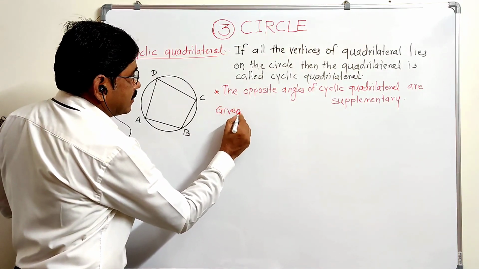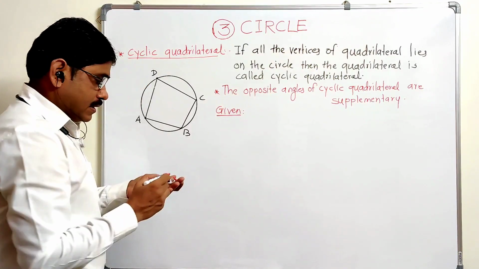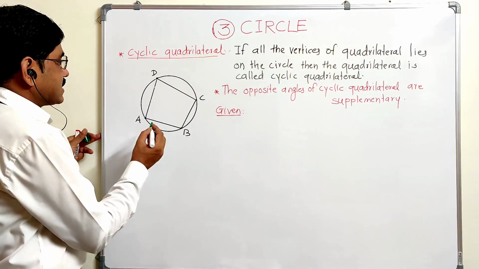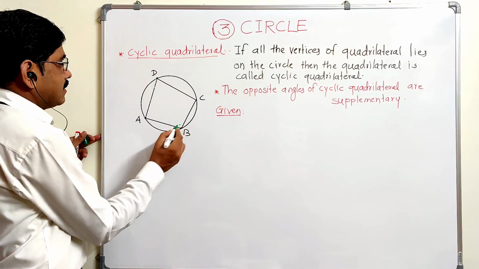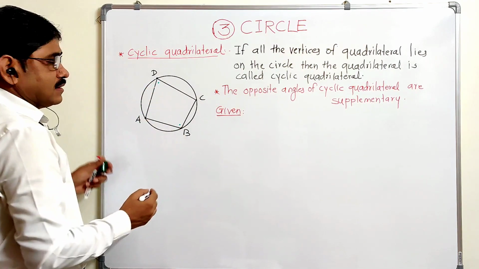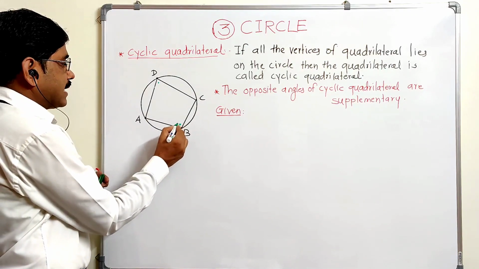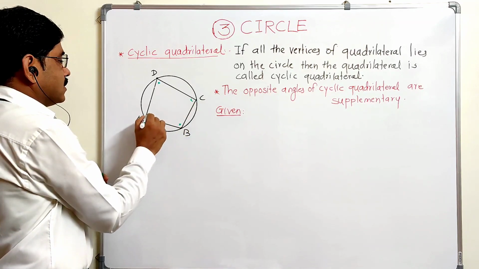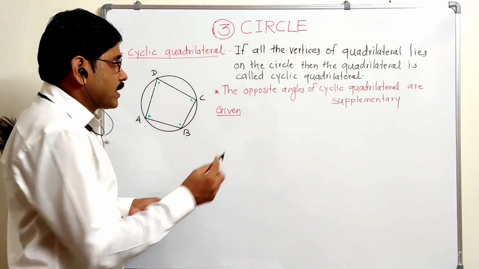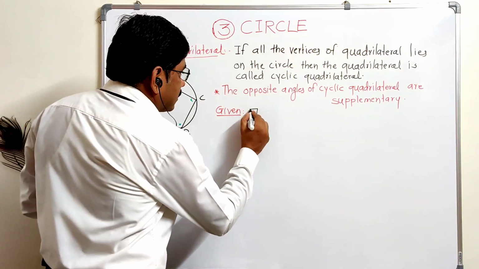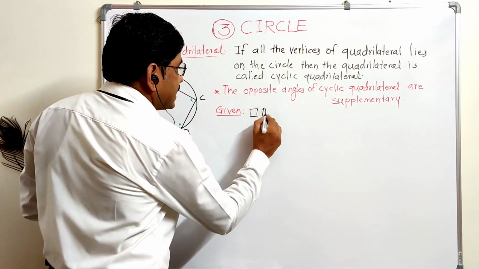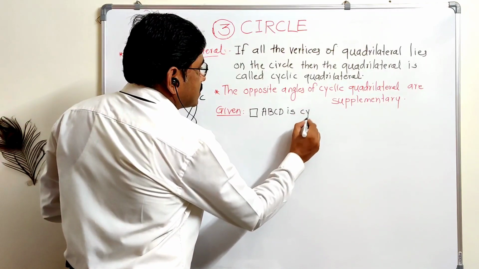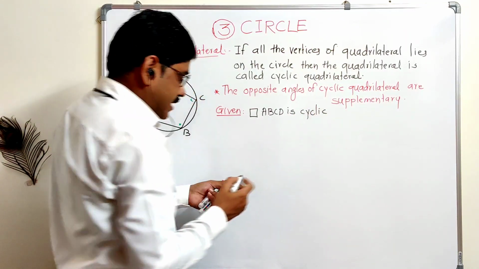So given, we use the same figure. Here, which angles are vertically opposite angles? This angle ABC and angle ADC. This is the pair of vertically opposite angles. This one and this one, second pair. So this is the second pair. So given quadrilateral ABCD is cyclic. So that is the given.